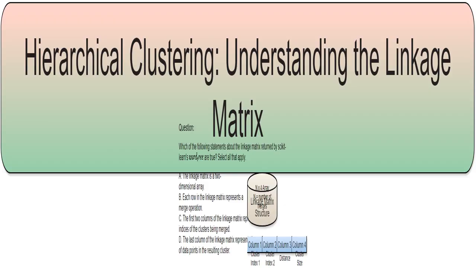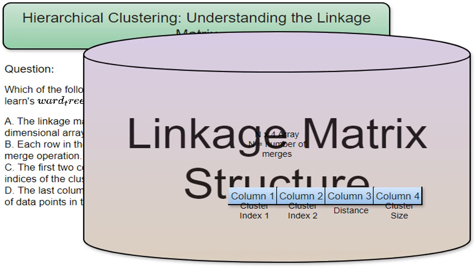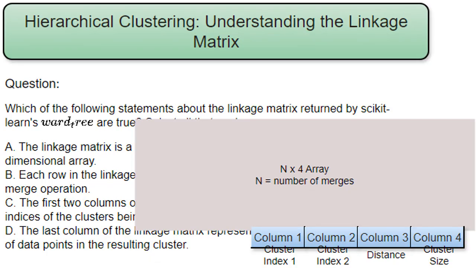I'm explaining how to interpret the linkage matrix from hierarchical clustering. It's like a step-by-step recipe of how the clusters combined. The linkage matrix is a table with 4 columns and n rows. N represents the number of times clusters were merged, and n is always 1 less than the number of data points you started with. Think of it like this. If you have 5 data points, you'll have 4 rows in your linkage matrix because you'll need to merge clusters 4 times to get one big cluster. This column tells you the index, the unique identifier, of the first cluster involved in a merge.